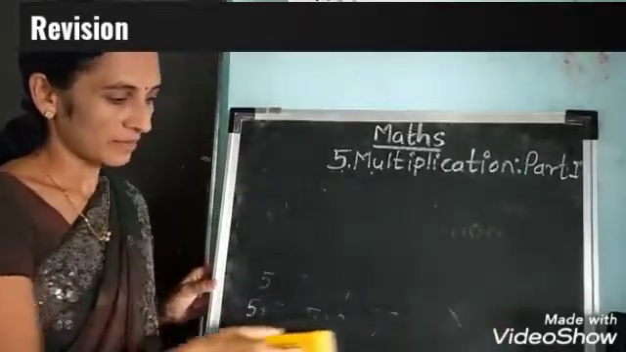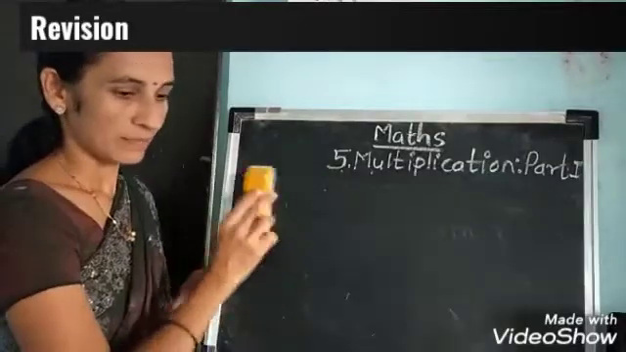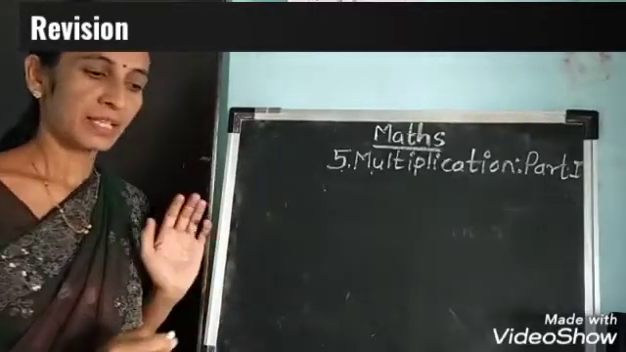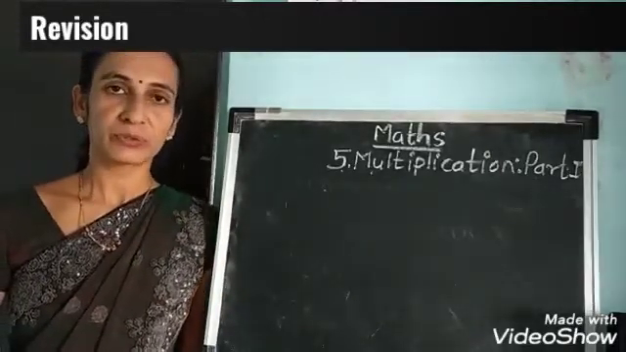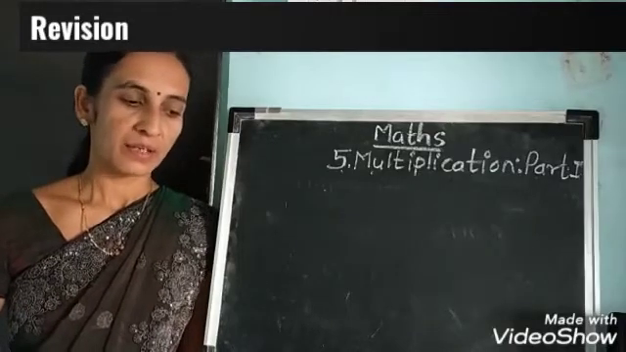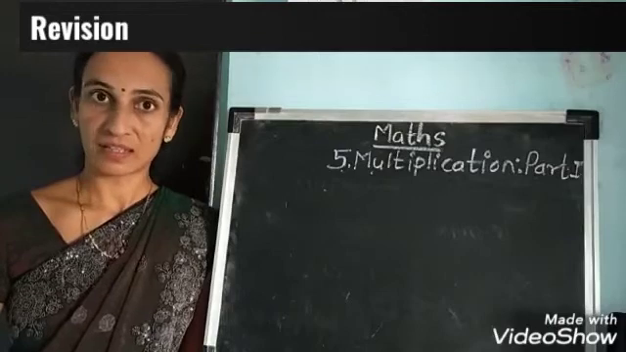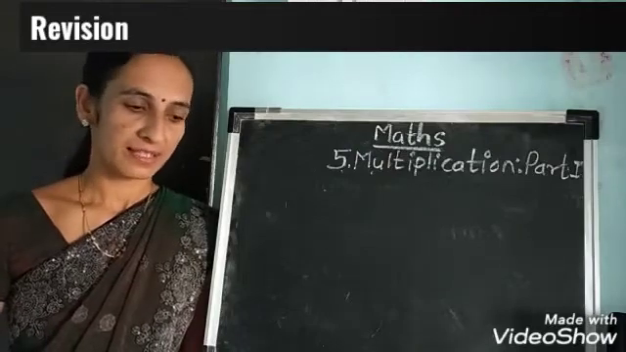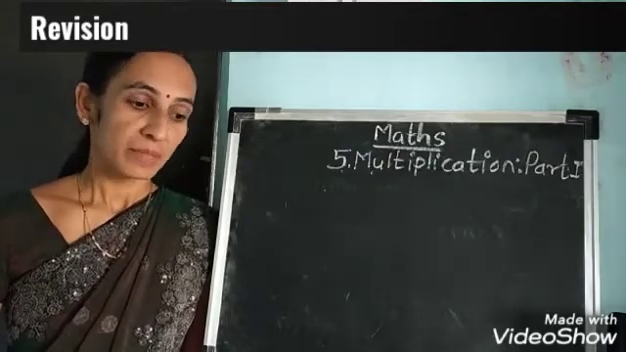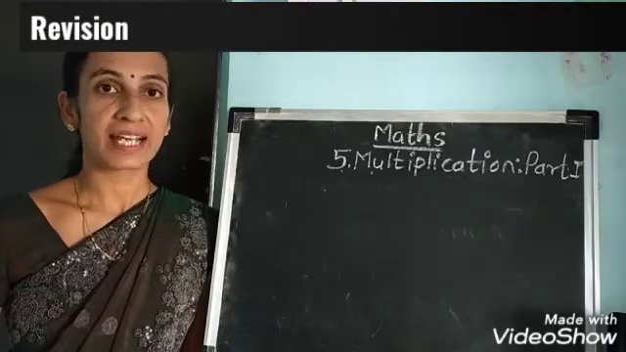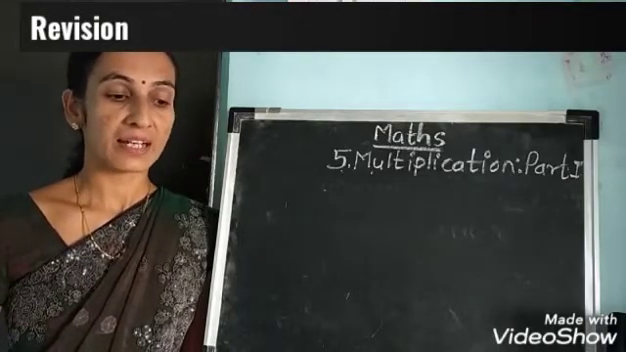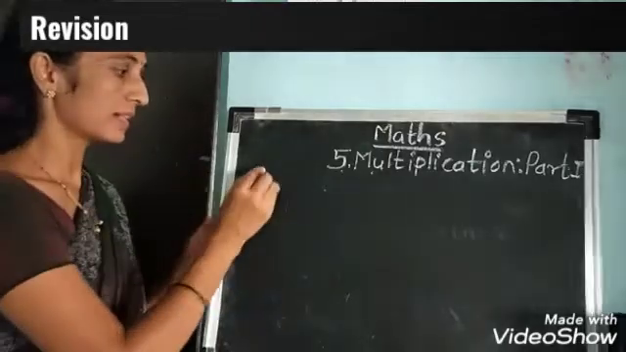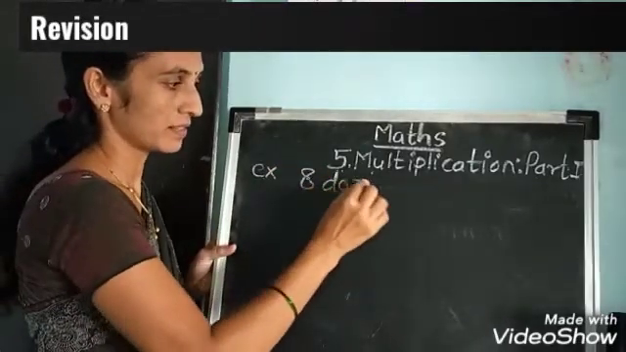Last year we learned multiplication by the lattice method. We will see that. See, first example: 8 dozen bananas we bought to give to the children. Mahendra, 1 dozen bananas means 12 bananas. We know dozen means 12 things. So 1 dozen bananas means 12 bananas. Then how many bananas are there in 8 dozen?